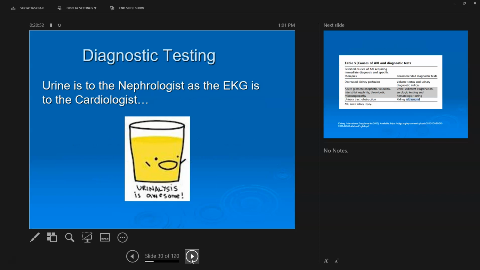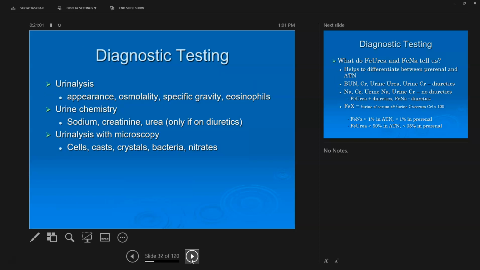Very good question. Okay, so like we talked about diagnostic testing, the UA is obviously the gold standard. To break this down a little further, you're going to want the UA with micro, because that gives you different cell lines and different casts that may be present. Then you also want some chemistry: urine sodium, urine creatinine, and urea if they've been on diuretics. If they haven't been on diuretics, you can just get the sodium. But if they have been on diuretics, you're going to want the urea.